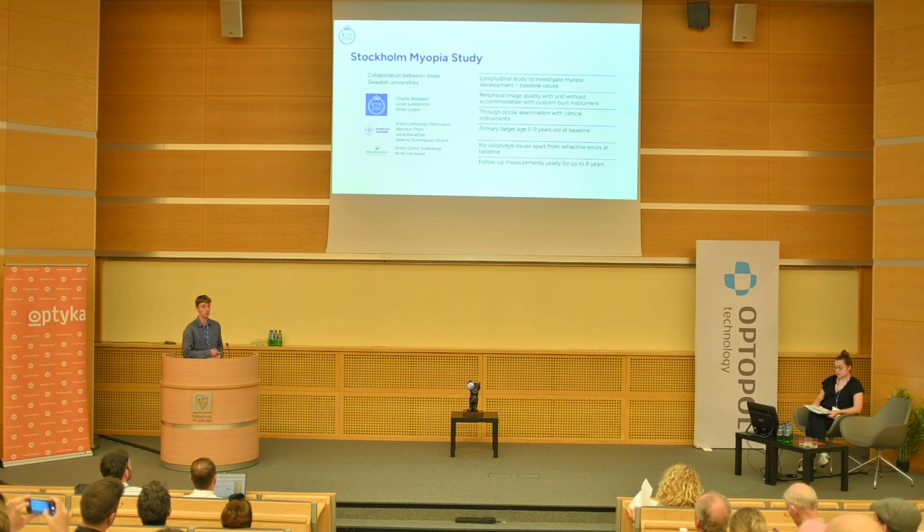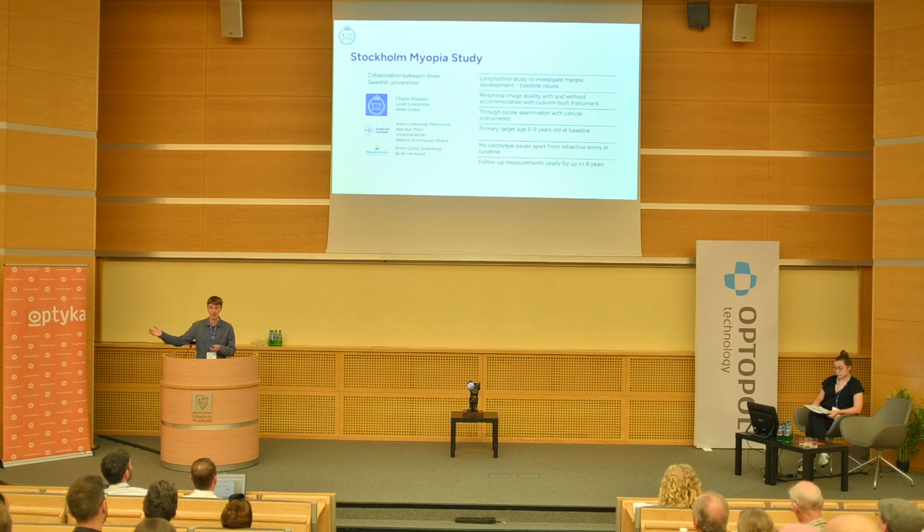The peripheral image quality has been measured with and without accommodation, and this is the main focus of my work here. We primarily measure children that are about 6 to 9 years old at baseline, and then we will follow them as they age. They should have no visual or eye-related issues apart from refractive errors at baseline.